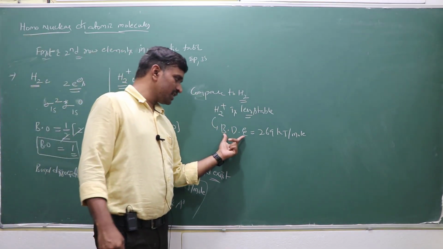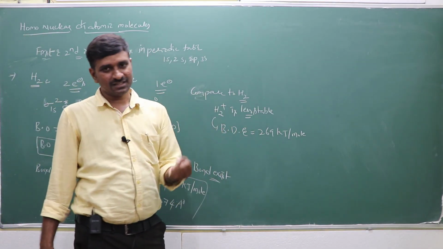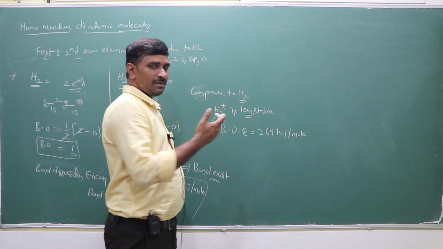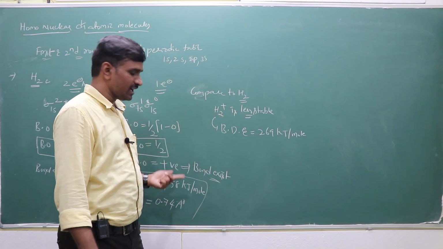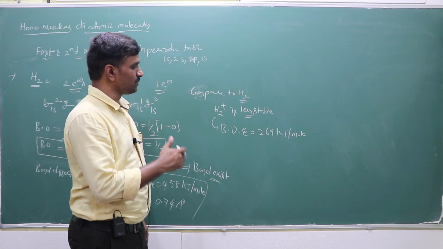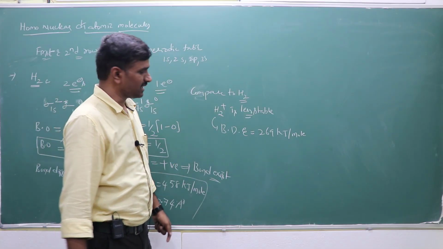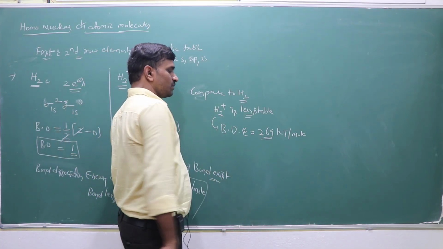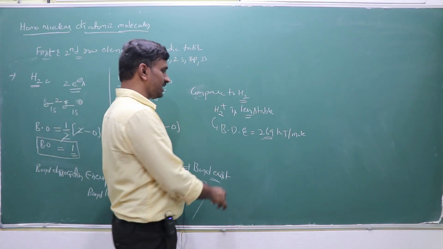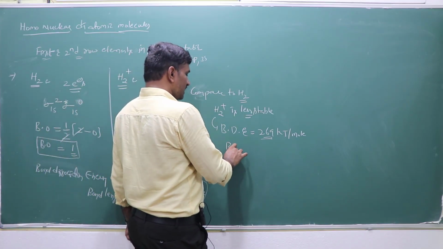So now here, bond dissociation energy is less, bond strength is also less. So bond cleavage takes place easily compared to the H2 molecule. In the H2 plus ion case, bond dissociation takes place easily. How much is it? Bond dissociation energy is 269 kilojoule per mole. And what is the bond length?